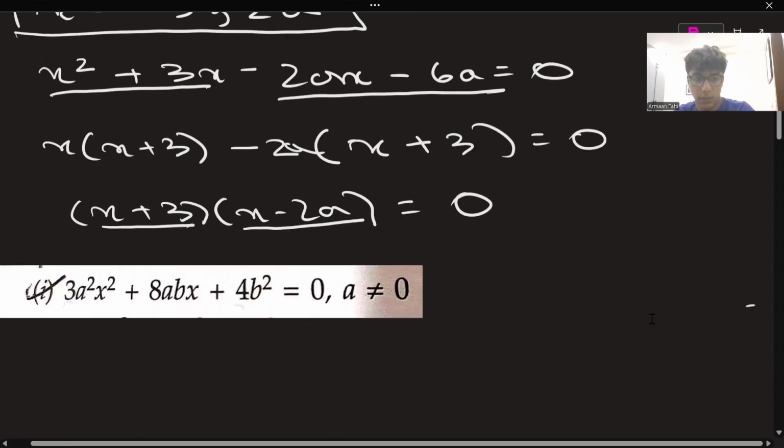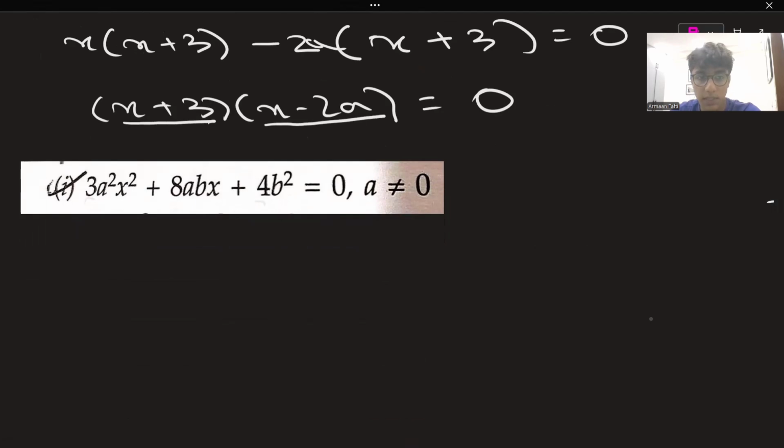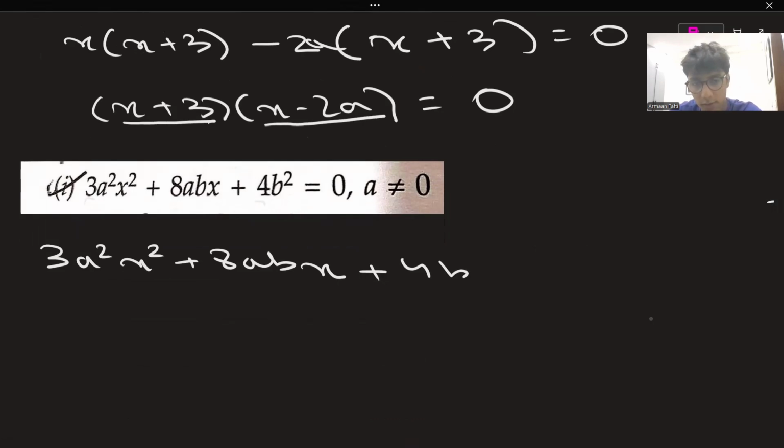This question requires MTS. So I'll just quickly revisit the concept here. So what is MTS? Let me just copy down this equation once. 3a squared x squared plus 8abx plus 4b squared equals 0. Now what MTS means is, first of all, you identify the coefficients. Coefficient of x squared is 3a squared. Coefficient of 8abx is simply 8ab. And here the coefficient is just 4b squared because there's no term of x.